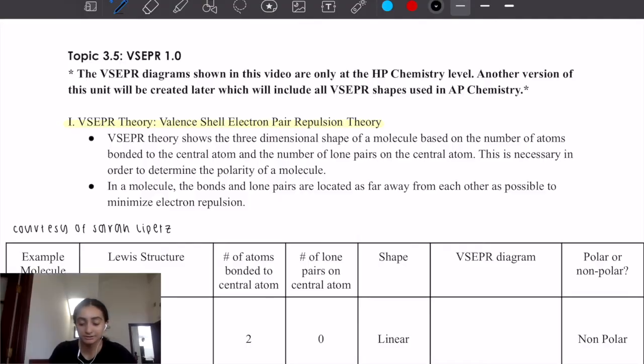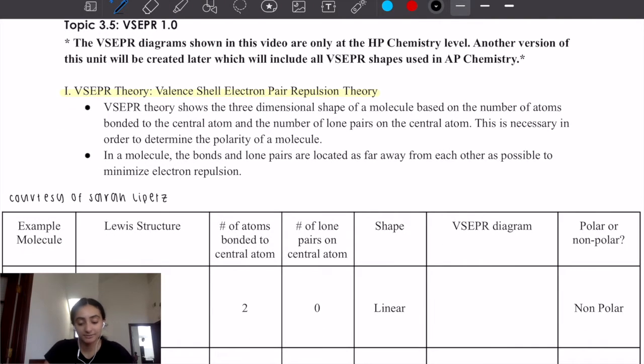Okay, so we are going to get started with the different VSEPR diagrams, and just an intro. VSEPR theory stands for valence shell electron pair repulsion theory, and it basically shows the three-dimensional shape of a molecule based on how many atoms are bonded to the central atom, as well as the number of lone pairs on the central atom. So we learned that atoms can make bonds in order to form compounds. We also learned that those bonds can be polar or non-polar. And with VSEPR, we kind of combine everything together to make 3D diagrams of different compounds and determine if those compounds themselves are polar or non-polar.